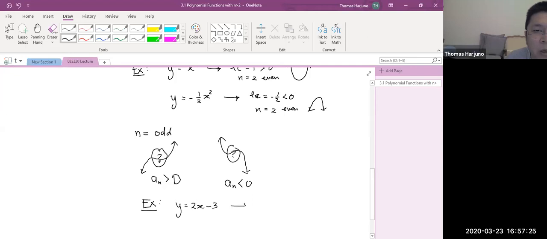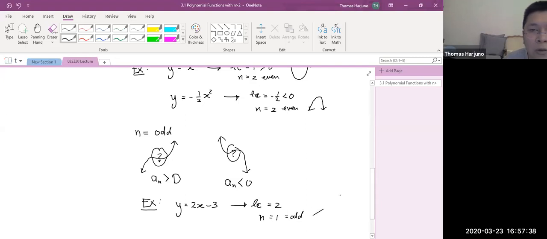Now here the leading coefficient is 2, but the degree is 1, which is odd. Right, now we know the graph actually looks like this, right? Which basically follows this pattern, which means as we go further to the left, it goes to negative infinity. When we go further to the right, it goes to positive infinity.